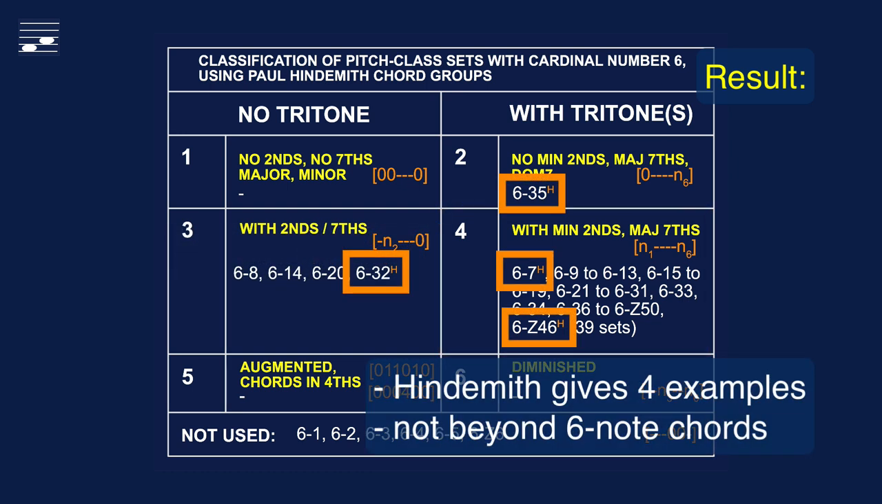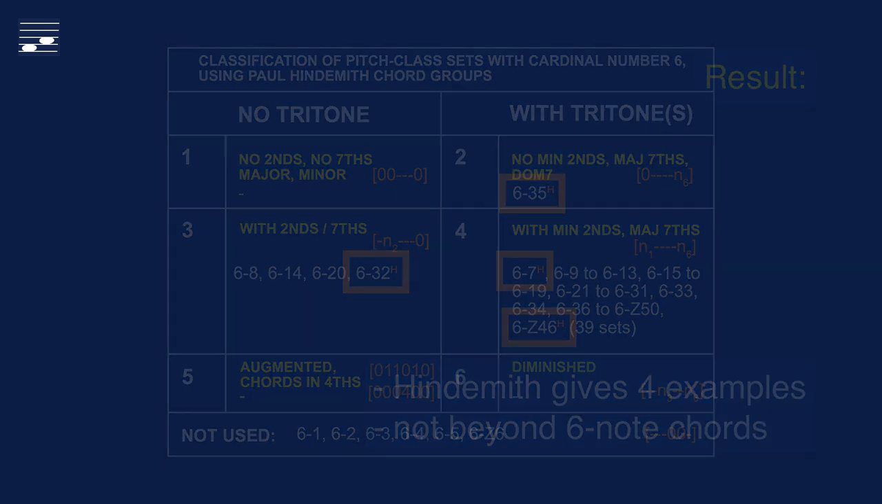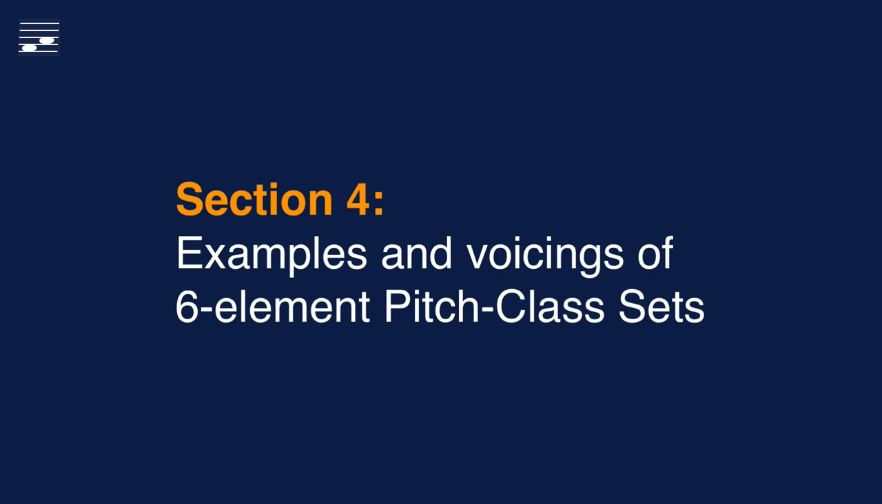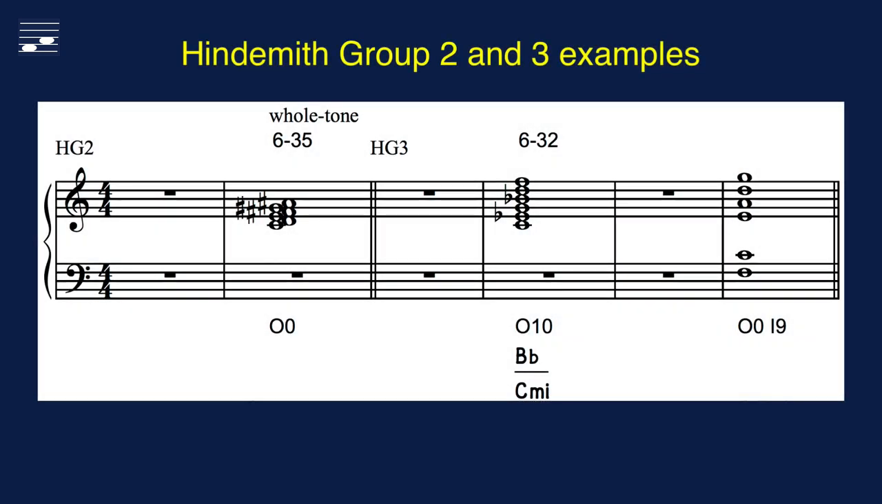In his book, Hindemith presents 4 examples of such 6-note chords and no examples with more than 6 notes. I obviously will not present all 56 six-element sets. I'll make a selection and demonstrate possible voicings that distribute the dissonant intervals in such a way that they minimize the dissonance and can be used in a quasi-tonal idiom. I start with the 4 Hindemith chord examples from his book.